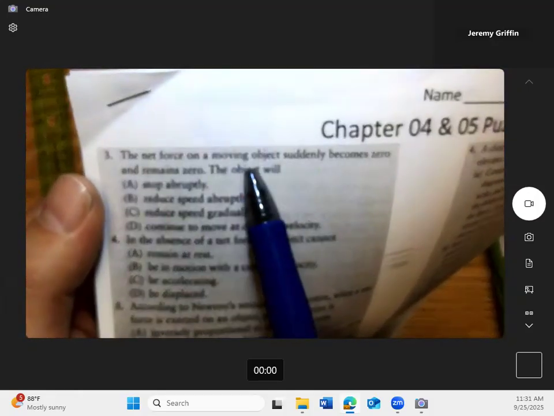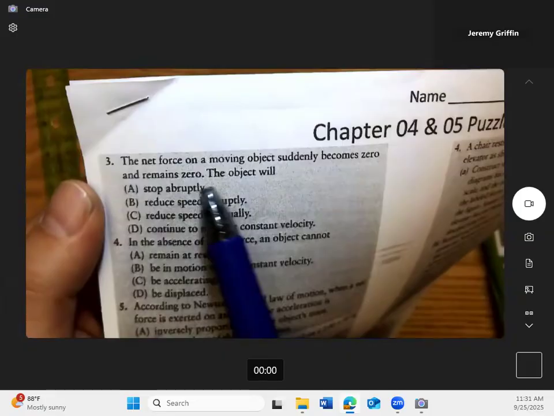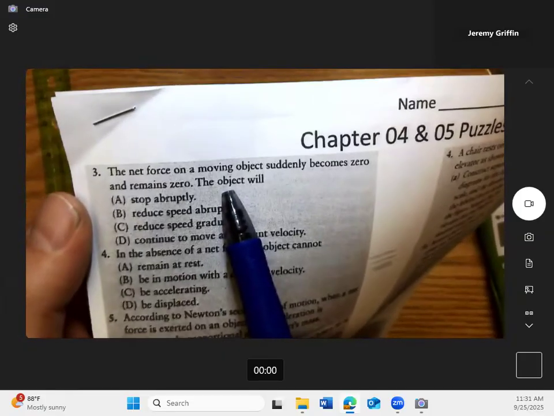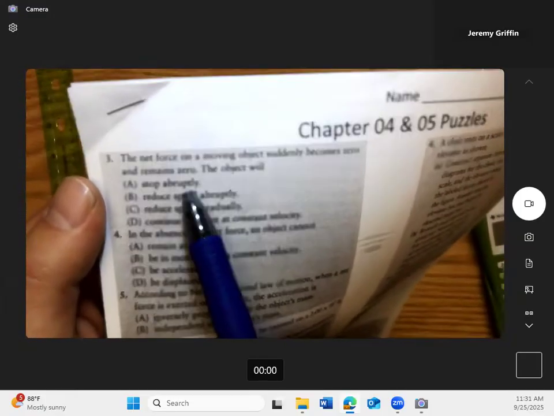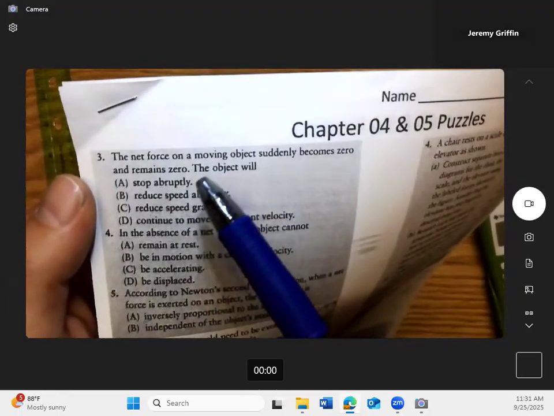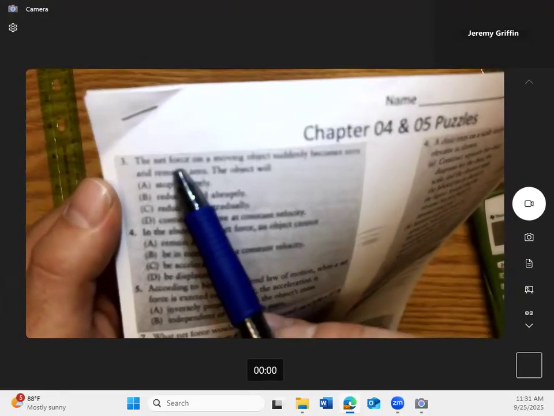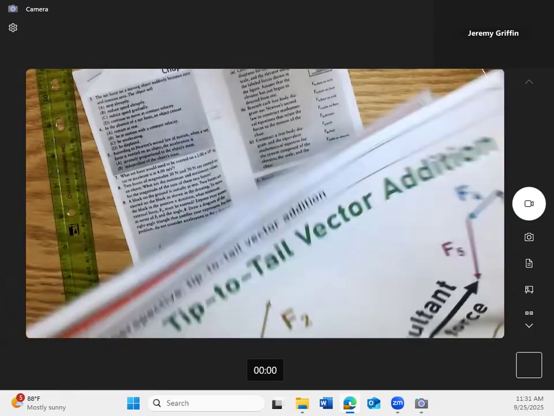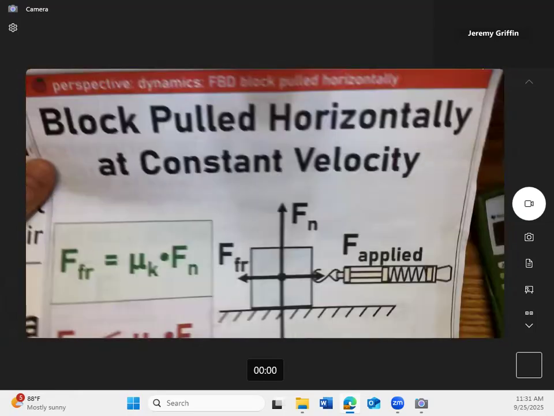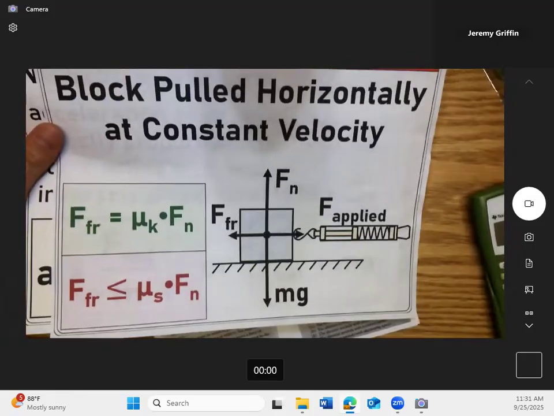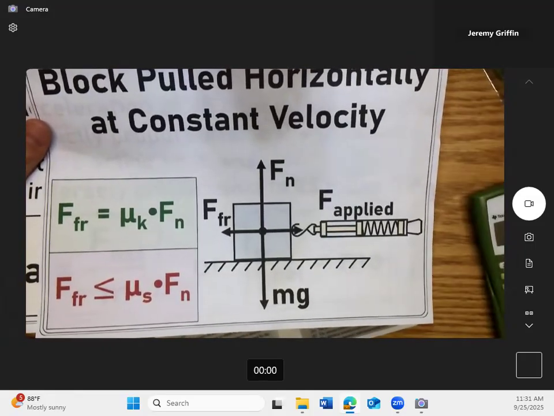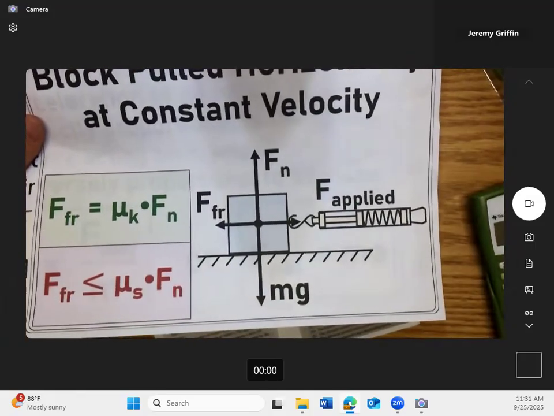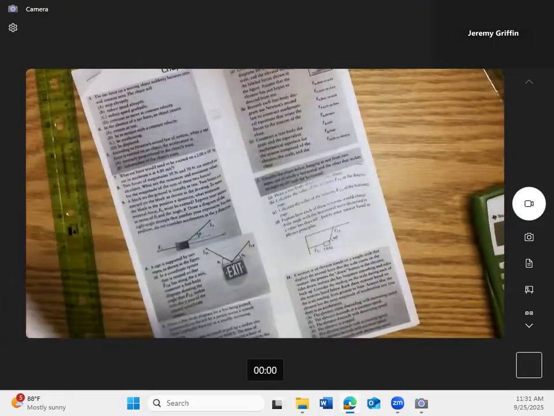The net force on a moving object suddenly becomes 0 and remains 0. That object will, so maybe this object had a force or forces on it, but then the net force goes to 0. So there might still be forces, they just come to 0. To give you guys a picture, that could just be anything in equilibrium. Isn't that one of the setups from the last few days? So maybe that happens. What will the object do?